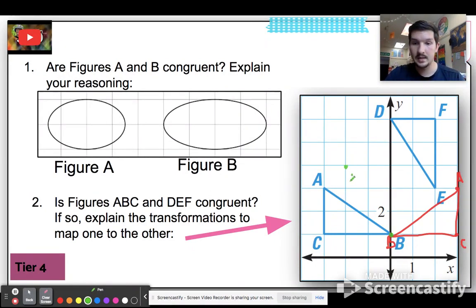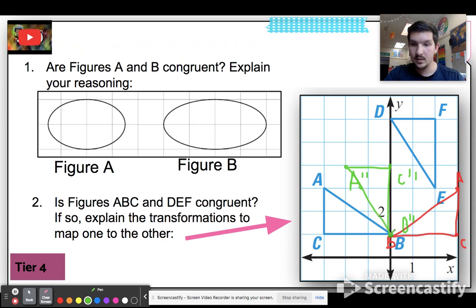So negative 2, up 3. Our new A is here after a rotation. Our new A, let's do double prime. Our new C is 3, 0, then it's going to flip to 0, 3. This is our new C, C double prime. And B is going to stay there, right? So now we have our green triangle.